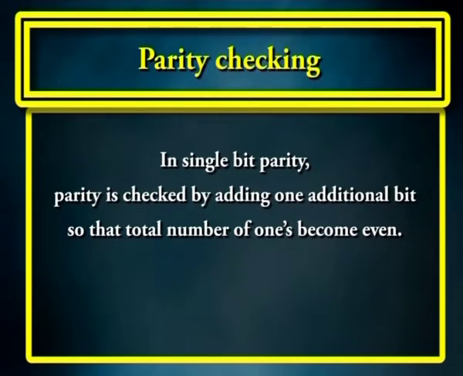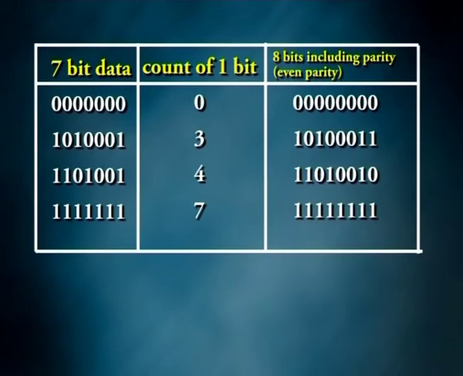In single bit parity checking, parity is checked by adding one additional bit so that the total number of ones becomes even. Please see the table for single bit parity checking. Here, the even parity method is used, in which the total number of ones is made even by adding one additional bit. Data word is the original data and code word is the transmitted data with the parity bit.